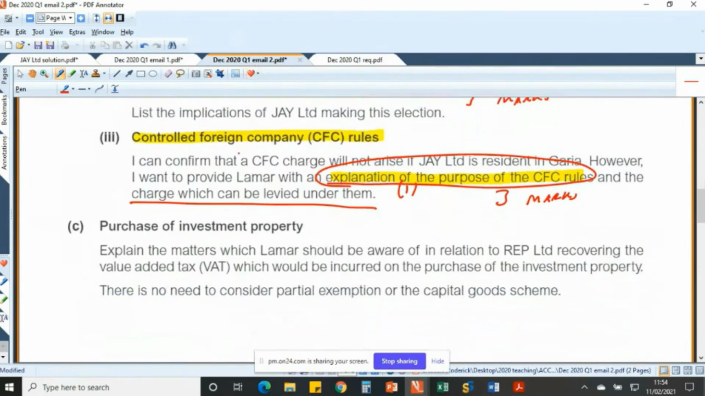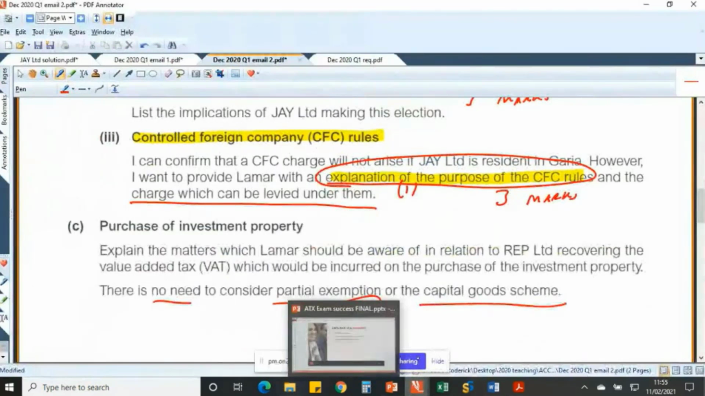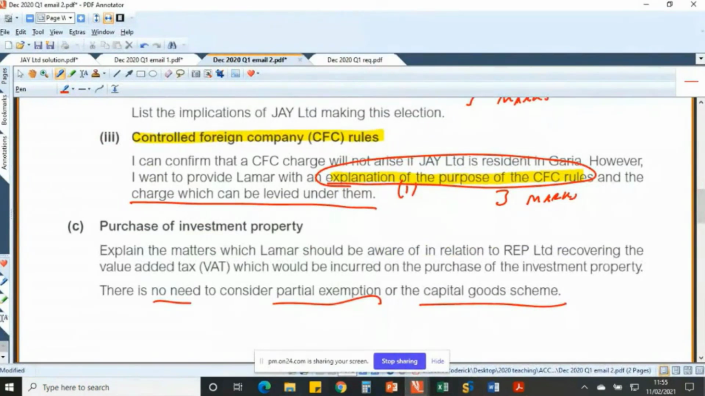explain the matters which Lamar should be aware of in relation to REP Limited recovering the value-added tax which would be incurred on the purchase of the investment property. There is no need to consider partial exemption or the capital goods scheme. So whatever you do, even if you know about it, don't talk about that. Complete waste of marks. Even if you're technically correct, you'll get nothing. Okay, so you need to address the matters that the client should be aware of in recovering the value-added tax on the purchase of the property.